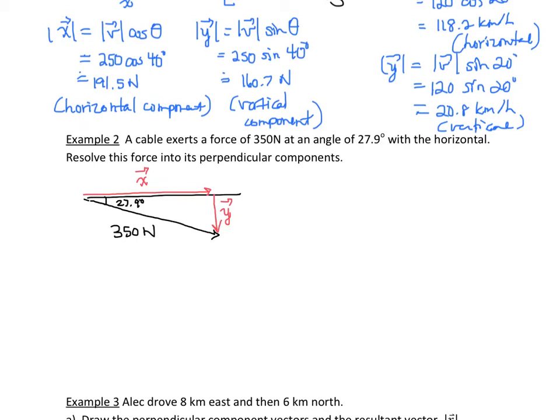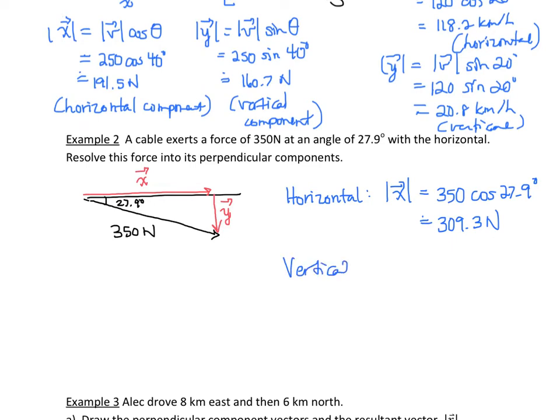Okay, so we'll call those x and y again. And then we're going to go through the same process. So when we're finding the horizontal component, we know the magnitude of our horizontal component vector will be 350 times cos 27.9, which comes out to 309.3 newtons. And the vertical component will be 350 times the sine of 27.9, which comes out to 163.8 newtons.